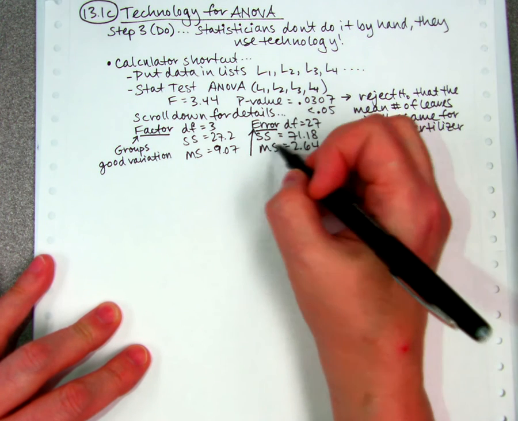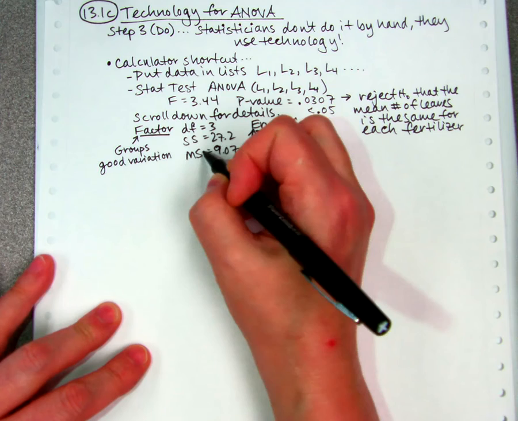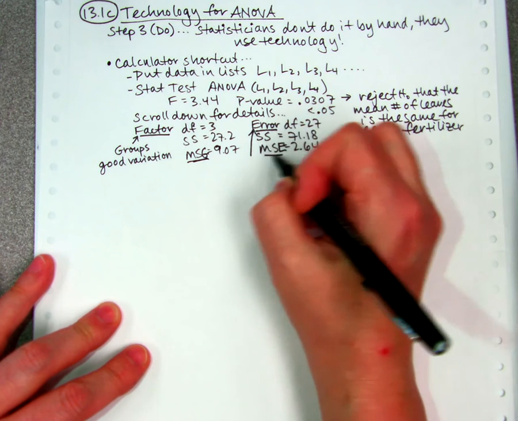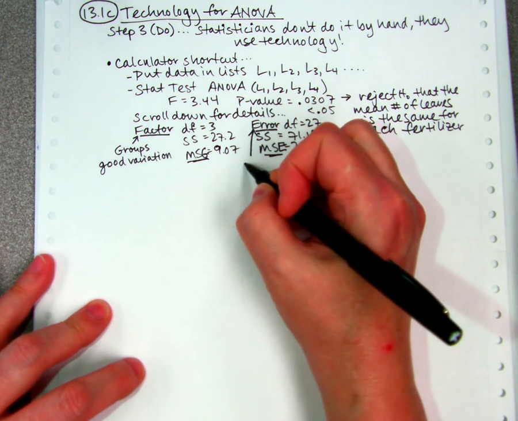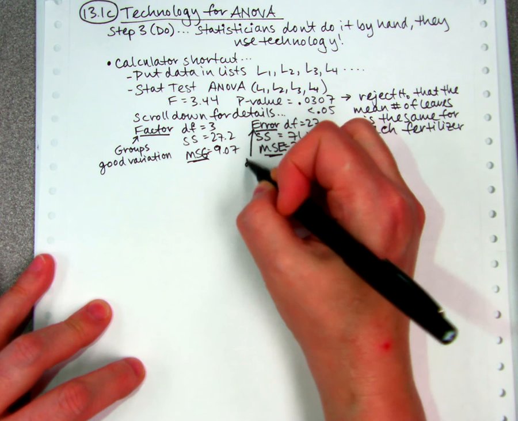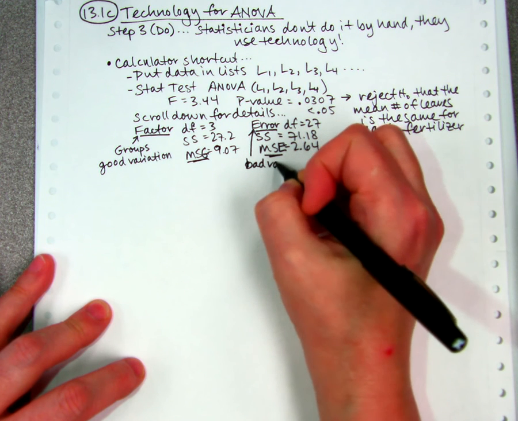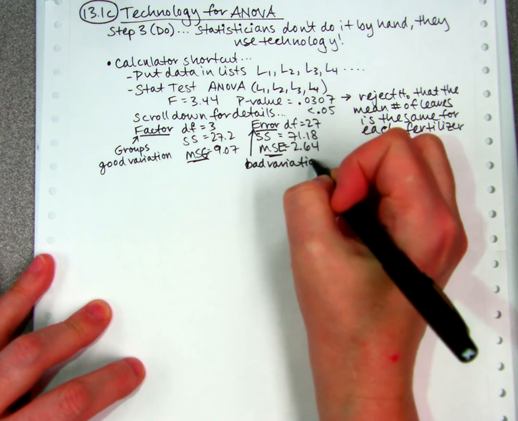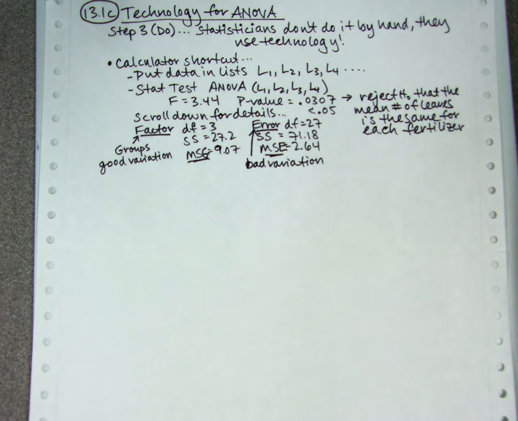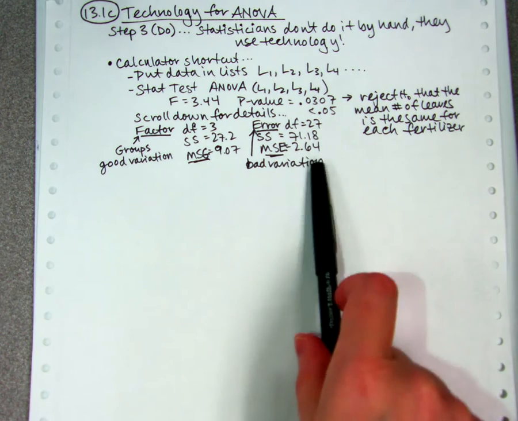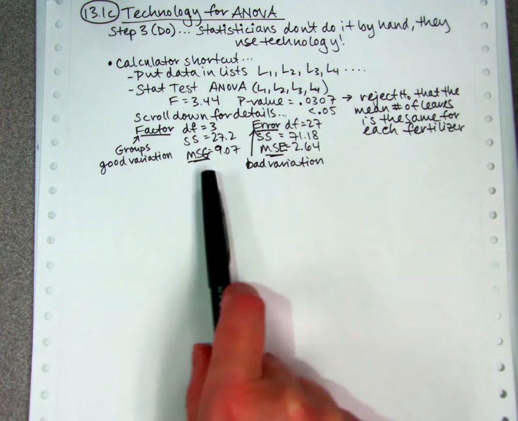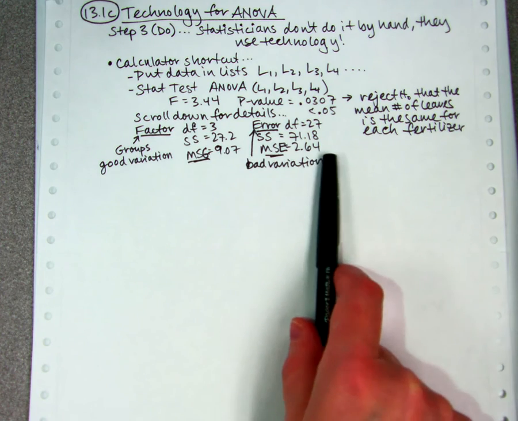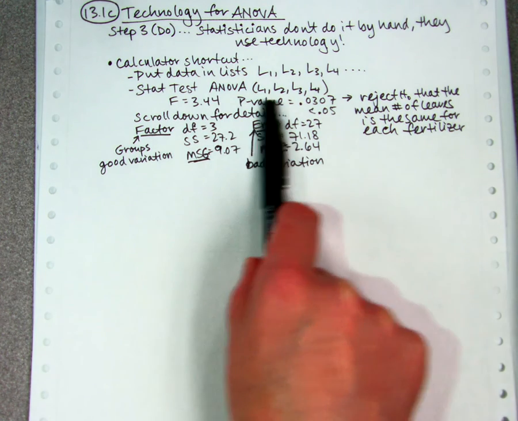Error, as you might have guessed, is the same thing we talked about before. This is MSE right here. This is MSE, and this is MSG that we learned how to calculate in the last lesson. And error is the bad variation, or the variation within groups. So I wanted to point out that the calculator does all that. It also combines these together and divides them and does good over bad. I did it backwards just now. That's good over bad, not bad over good, to get the F, and then it does the p-value for you.